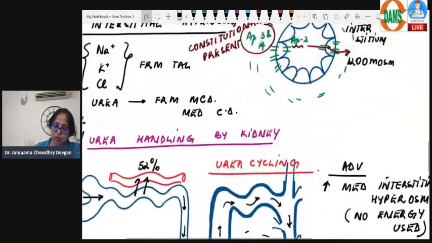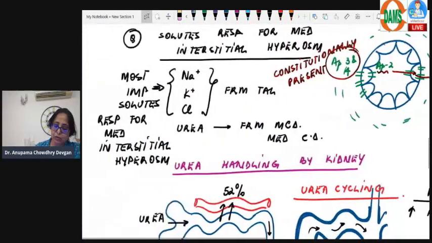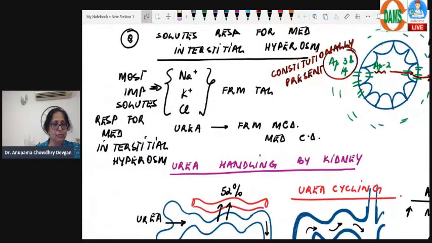Most important solute responsible for medullary interstitial osmolality is sodium potassium chloride. Urea from medullary collecting duct will increase the medullary interstitial osmolality, but is not the most important solute.